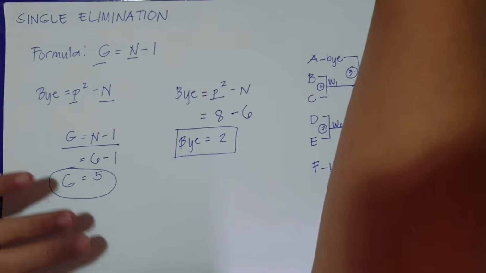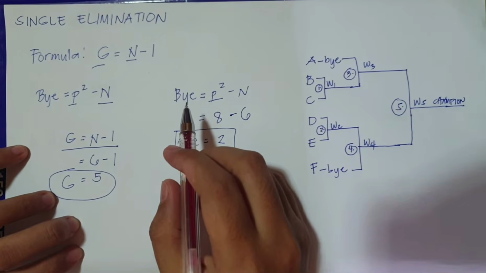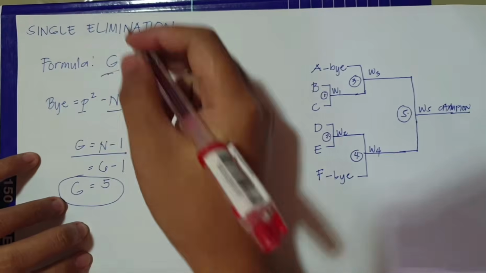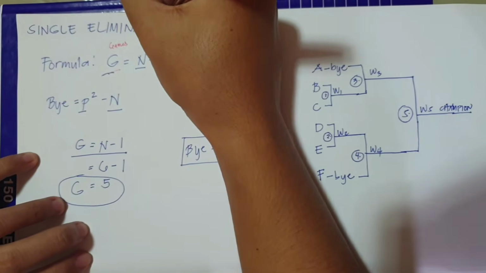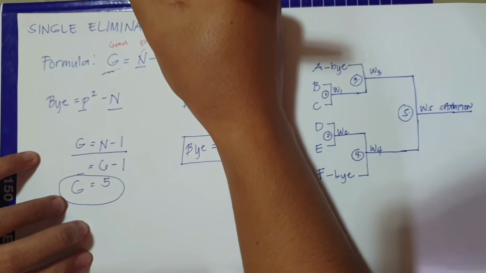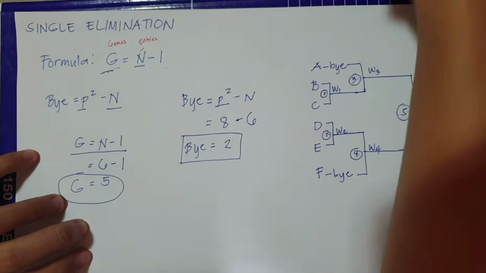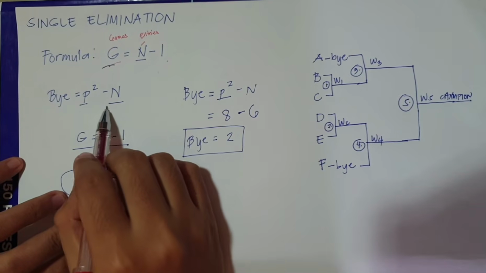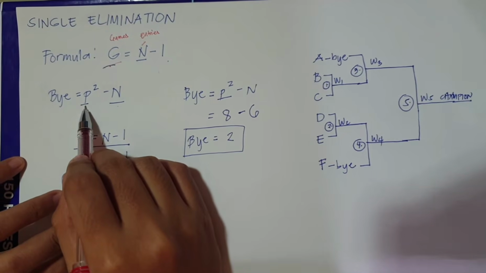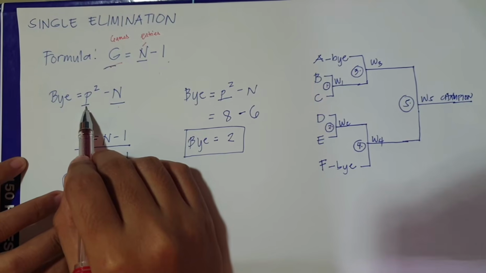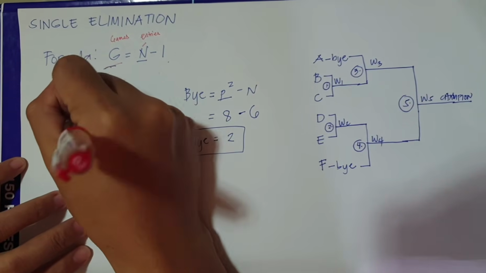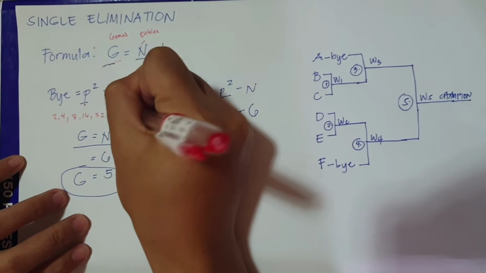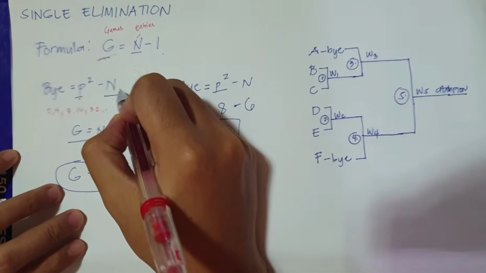In computing the number of games in single elimination, we are going to use the formula G equals n minus 1, where G stands for the number of games and n stands for the number of entries. In computing the number of byes, we're going to use bye equals p squared minus n, where p is the least power of 2 higher than n with a fixed value: 2, 4, 8, 16, 32, and so on and so forth. And n stands for the number of entries.